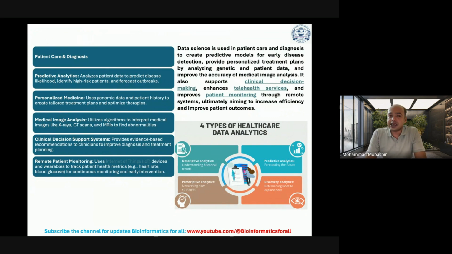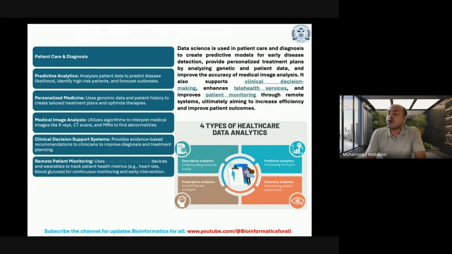Then medical image analysis. There are huge imaging data sets in medical healthcare system where you will be utilizing the algorithms to interpret medical images like X-rays, CT scans, and MRIs to find the abnormalities. Now, you can go for clinical decision support system also to provide the evidence-based recommendation to the clinicians to improve the diagnosis and treatment planning.